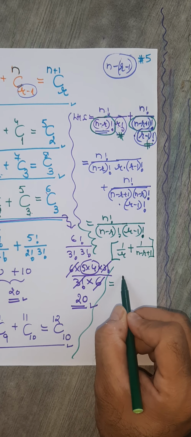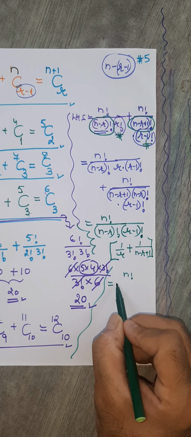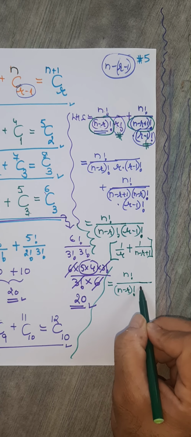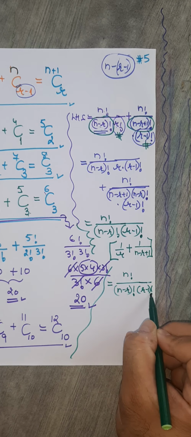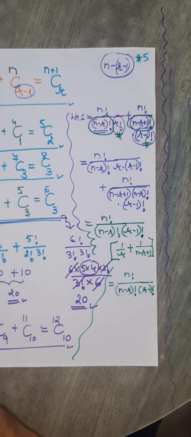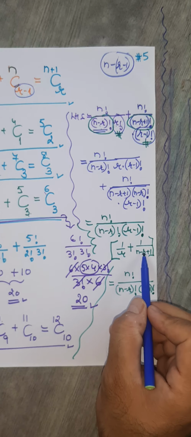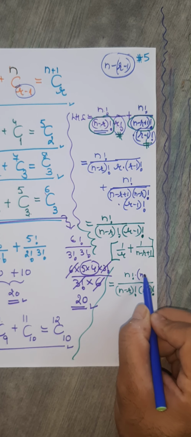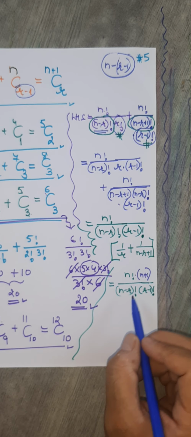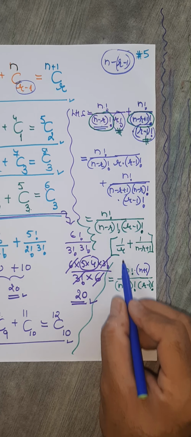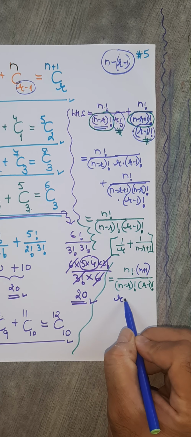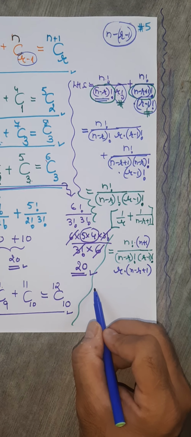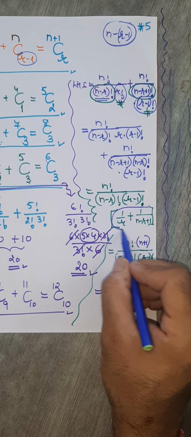So this is equals to here n factorial upon n minus r factorial into r minus 1 factorial, and you just simplify this. If I simplify this, here numerator में आपको just n plus 1 ही बचेगा. And what about the denominator? Denominator में दोनों का product बचेगा, that is r into n minus r plus 1. So finally just take the cross multiplication.